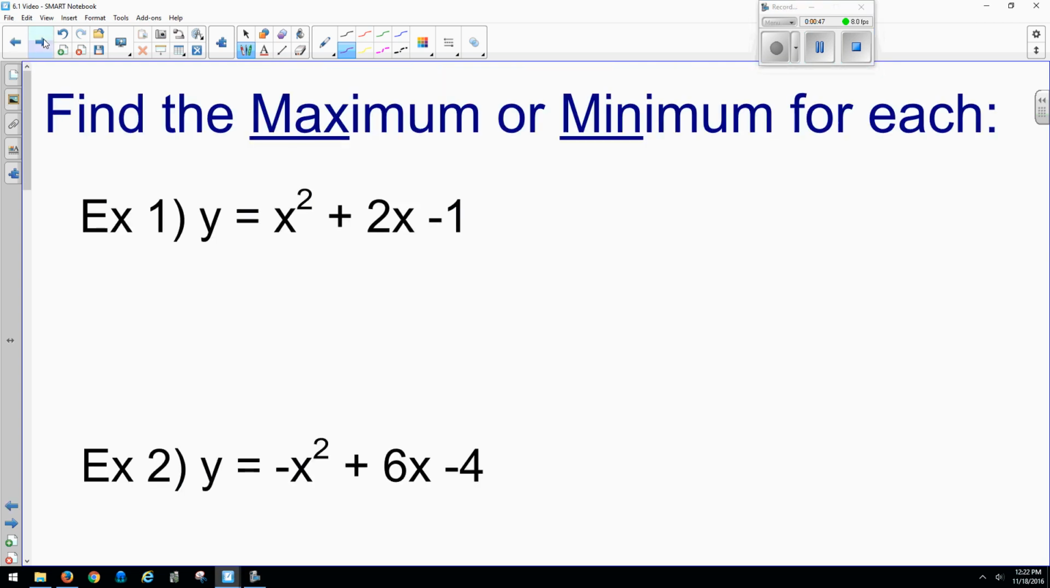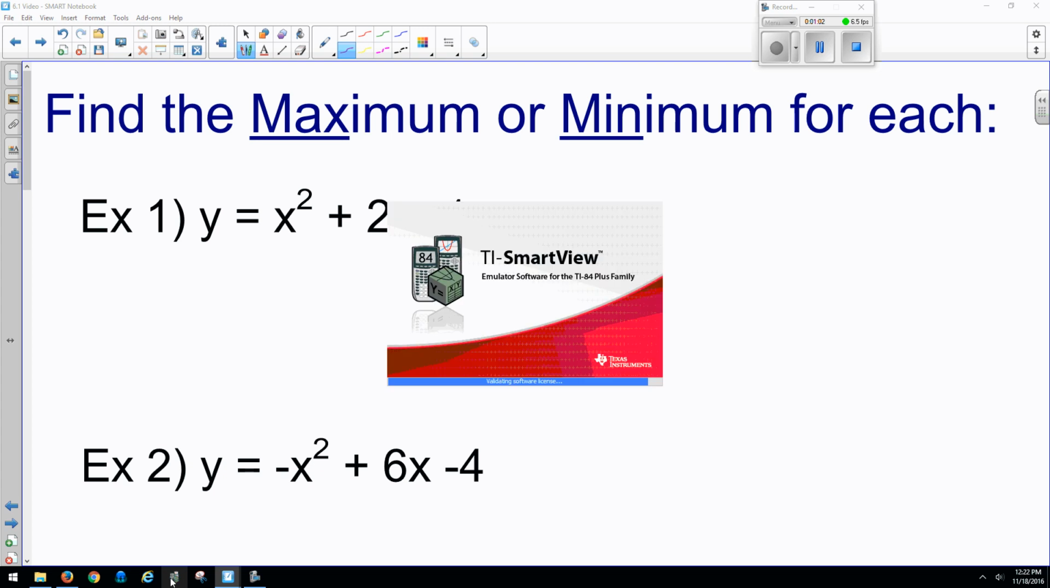Here's another thing that we want to start thinking about when we're talking about quadratics, something called the maximum or minimum, a lot of times referred to just as max or min, for each function. So I'm going to do this first one with you, and I'm just going to look at this graph.